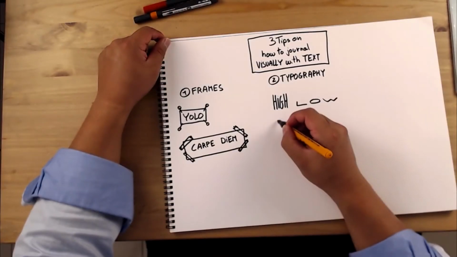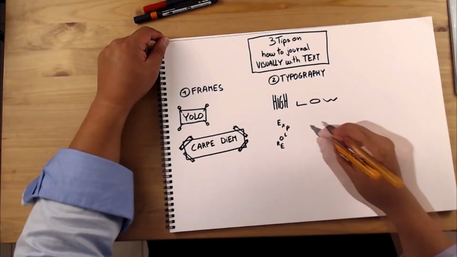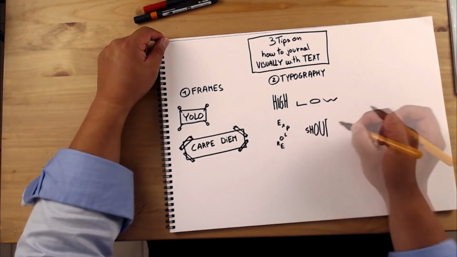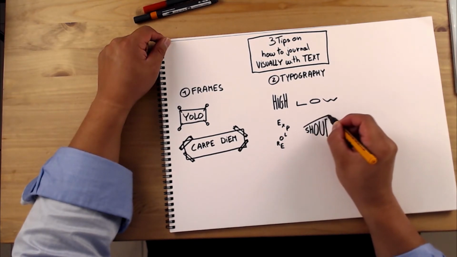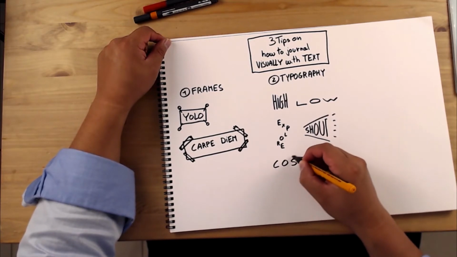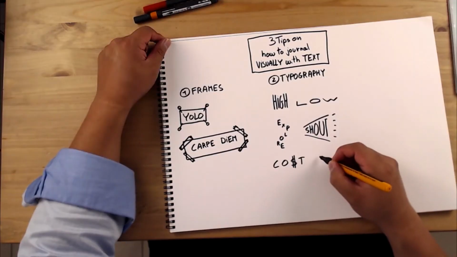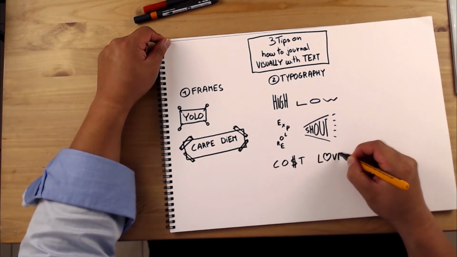Explore. Shout. And you can get really creative with that because you can add the shape of a megaphone. Cost. Transforming the S into a dollar sign. And then love, where you replace the O with a heart. Voila. The more you exaggerate, the better it looks.